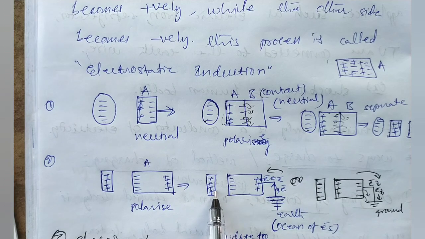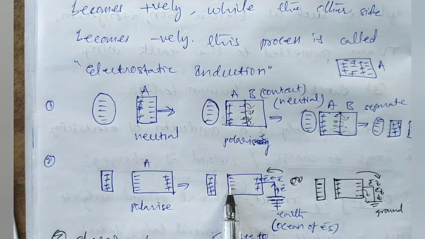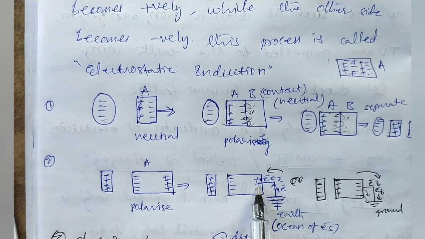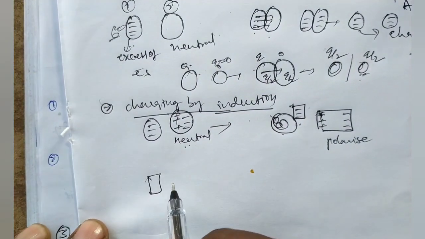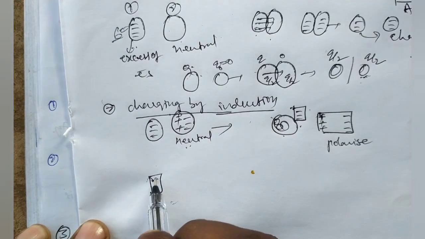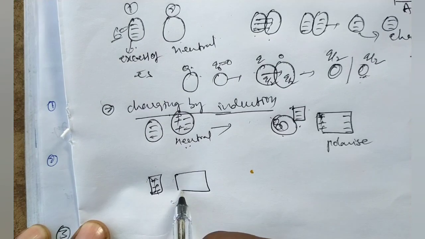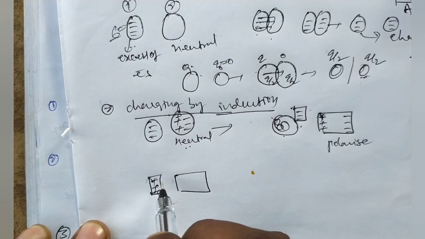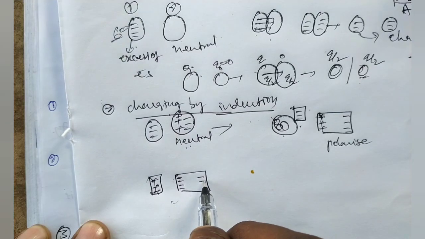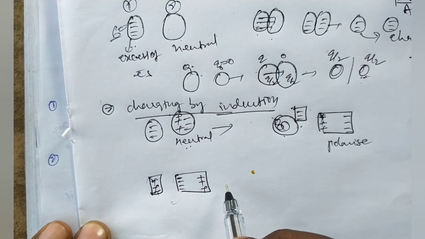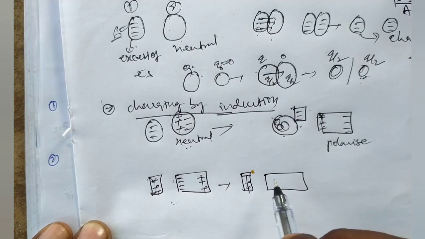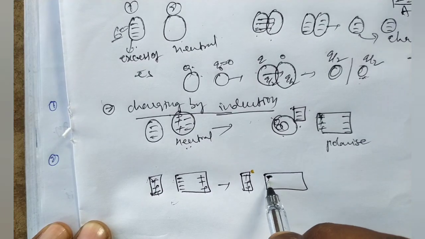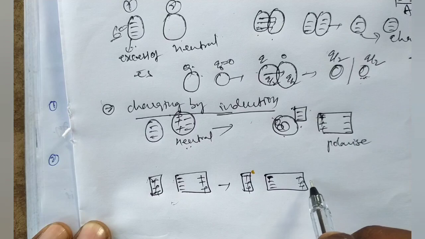Suppose this can be polarized. A positive plate can attract the neutral body. Initially one plate is neutral, and next is a positive plate. The neutral body can be attracted by the positive plate, with the other side being positive. In this second case, with a positive plate and another neutral body, there are negative charge carriers and positive charge carriers.